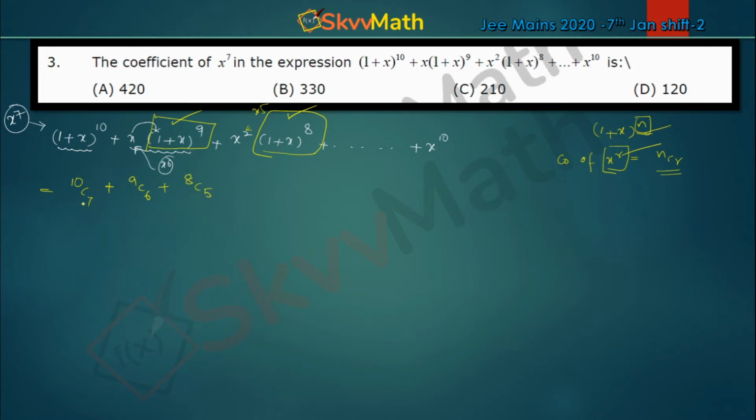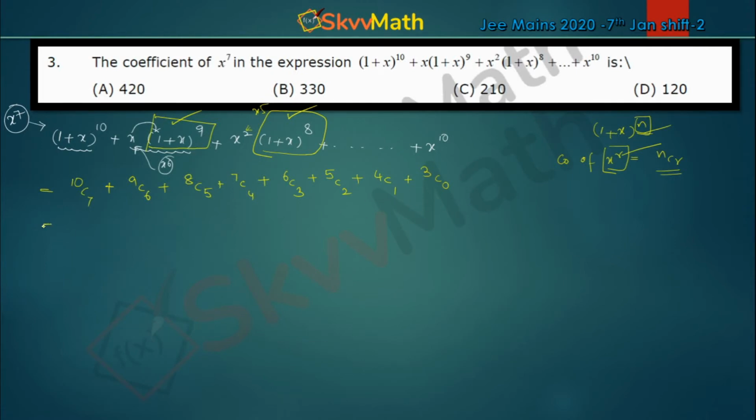Now you observe this 7, 6, 5, and 10, 9, 8. So 1 is decreasing every time. So the next one you can expect is 7C4, then 6C3, then 5C2, then 4C1, then at the end you will have 3C0. Up to this only you will have x^7, because after that you can see x^10, there is no x^7. Before that we will have x^9, there is no x^7, right?